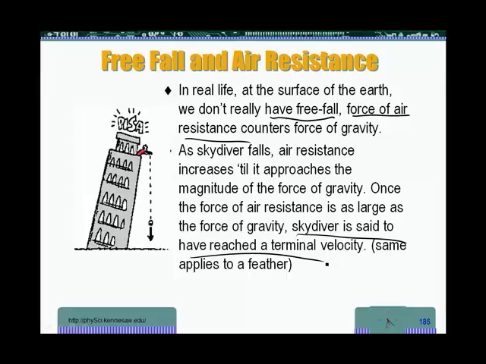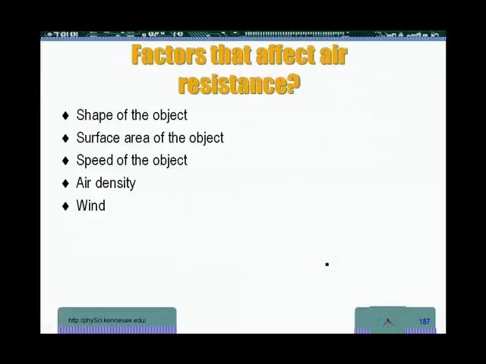Okay, now let's try to discuss this. What are the factors that affect air resistance? One of the factors is the shape of the object. A spherical object as opposed to rectangular or triangular or parachute-shaped. The overall shape of the object is going to affect the kind of air resistance force that the object is going to experience.